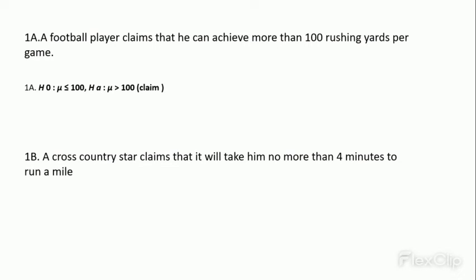A football player claims that he can achieve more than 100 rushing yards per game. So more than 100 will be the alternative, and the null will be less than or equal. And a cross-country star claims that it will take him no more than 4 minutes to run a mile. No more than 4 minutes will be the alternative, and the null will be less than or equal.